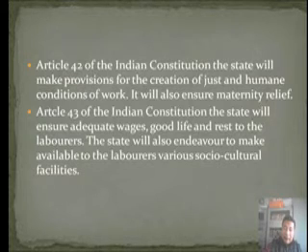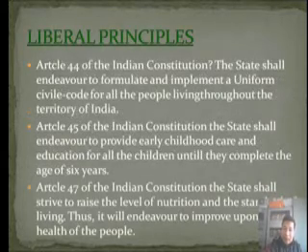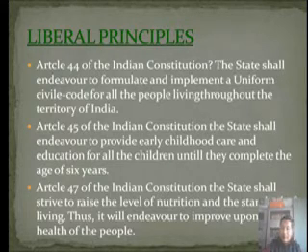And Article 43 also talks about socio-cultural facilities for laborers. There are certain liberal principles included under Articles 44, 45, and 47, which talk about the Uniform Civil Code, childhood care, and education for all children until the age of 6 to 14 years. Article 47 talks about raising the level of nutrition of the child.